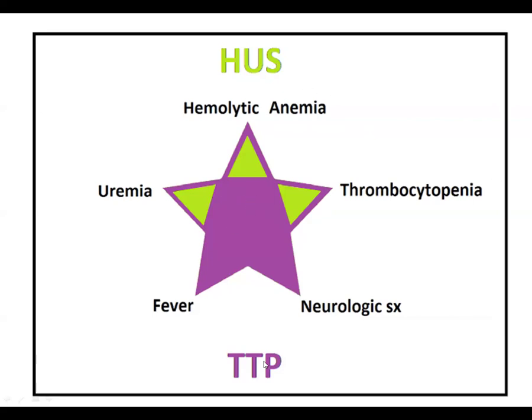Now this TTP, thrombotic thrombocytopenic purpura, includes five things: hemolytic anemia, uremia, thrombocytopenia, fever, and neurological signs and symptoms. So this is known as the pentad. In TTP you have 5 symptoms, all of these, and in HUS you have these 3. Now one by one we will discuss what each is.